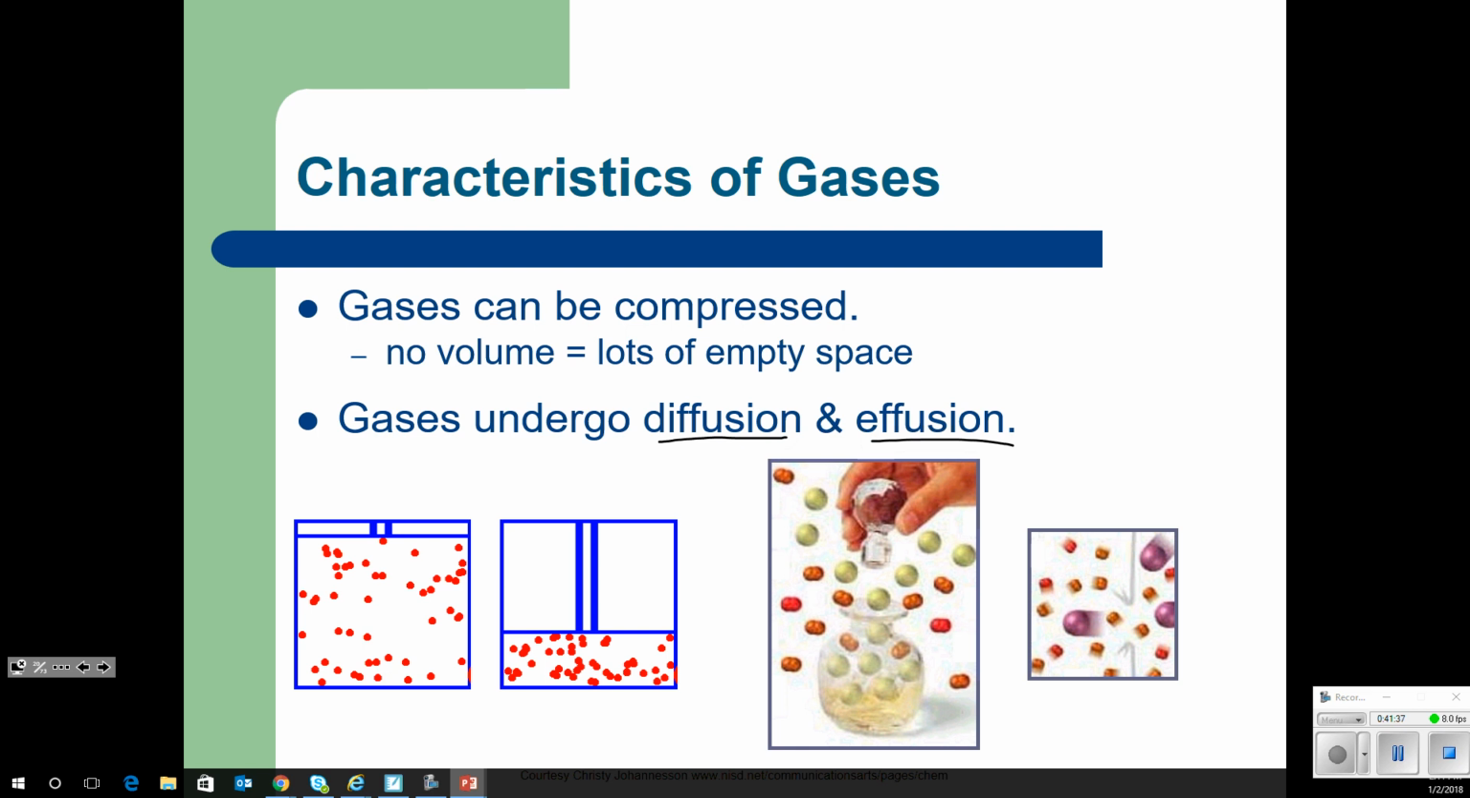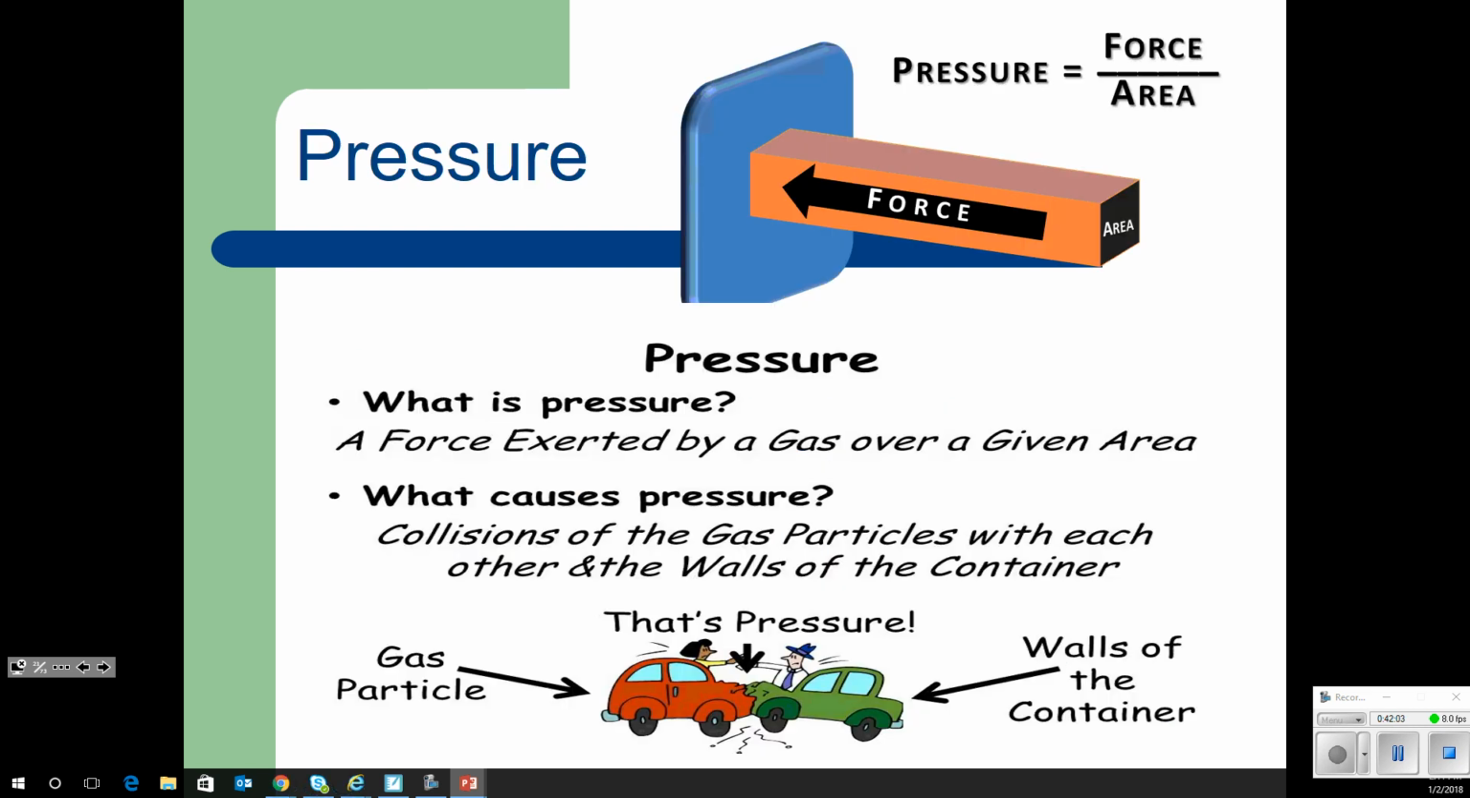So natural gas really doesn't have a smell. That's why they put a sulfur compound in it, and that sulfur compound is what you relate to natural gas, the smell of natural gas. So it would effuse through the hole and diffuse through the room. Does that make sense? So effuse is a small hole, and diffuse is moving throughout the room. Okay? All right. That's because of their random straight line motion.